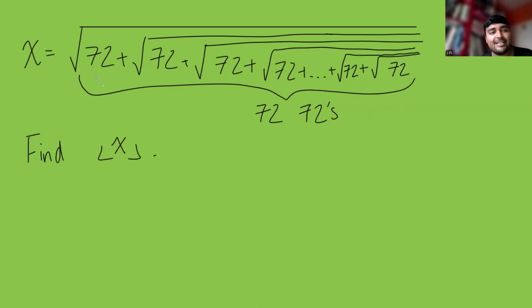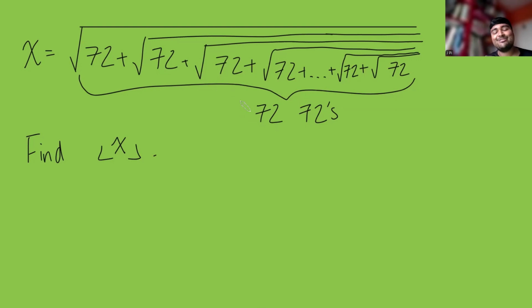Suppose we have this huge number here, the square root of 72 plus, and then inside that, the square root of 72 plus the square root of 72, and so on. So we have a nested square root, and precisely 72 72s. So 72 square roots and 72 72s. The question is, what is the floor of this number? In other words, what's the biggest integer less than or equal to this number?